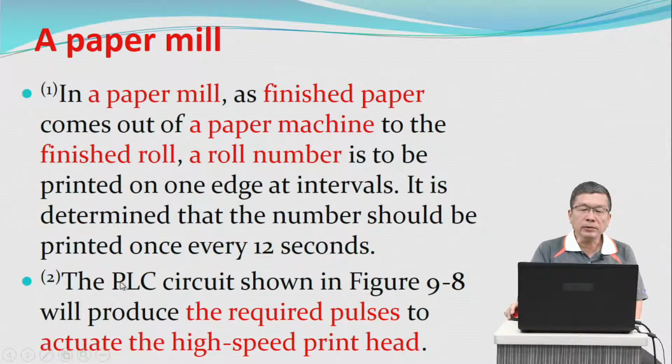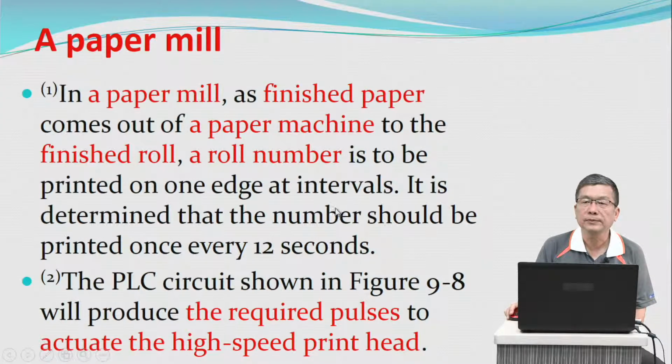In a paper mill, a finished paper comes out of a paper machine to the finished roll. A roll number is to be printed on one edge at intervals. It is determined that the number should be printed once every 12 seconds. The PLC circuit shown in figure 9.8 will produce the required pulse to actuate the high-speed printhead.